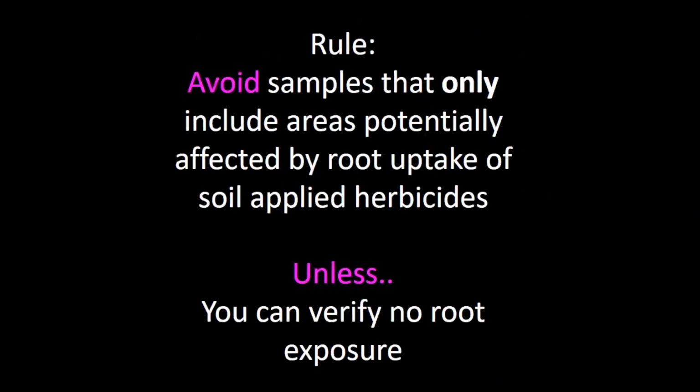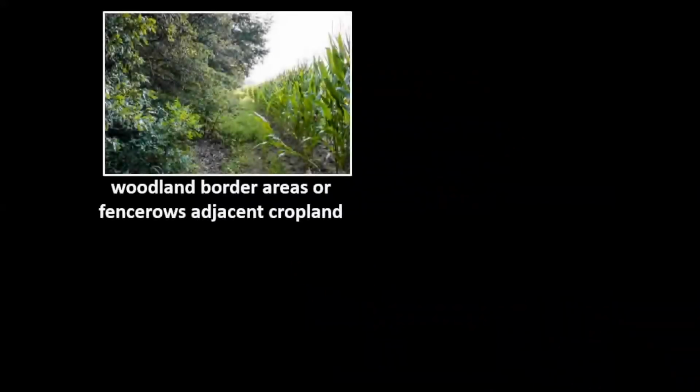This whole situation brings us to a good rule to follow, and that is avoid samples that only include areas potentially affected by root uptake of soil-applied herbicides, unless you can absolutely verify that there is no root exposure. So what are we talking about here? If your sample site is just a woodland border or just a fence row that's adjacent to cropland, that's probably not a very good place to do this sampling.